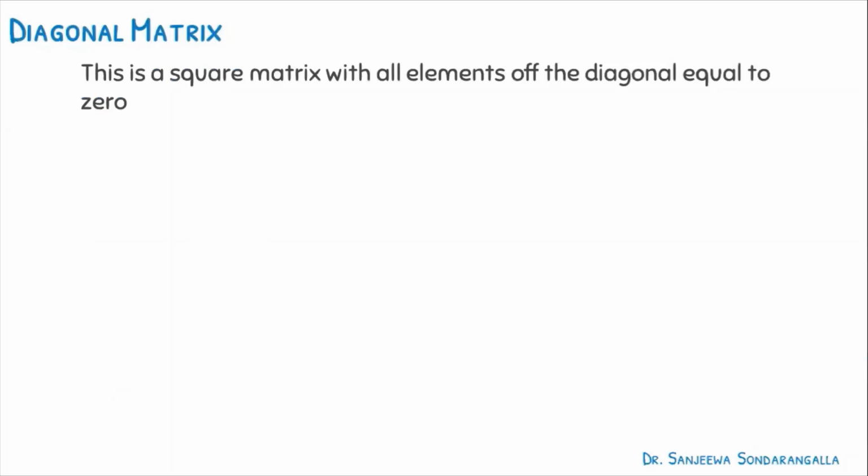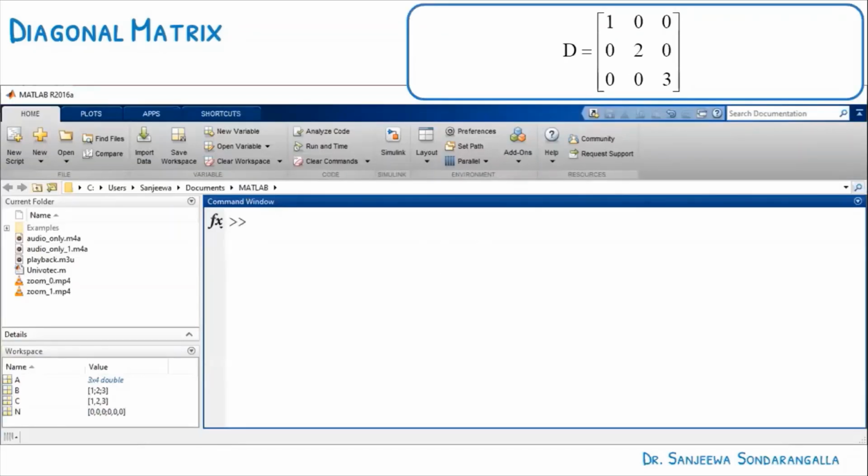Diagonal matrix. This is a square matrix with all elements off the diagonal equal to 0. Now, consider this diagonal matrix. In MATLAB, type D equal diag. Open the bracket, then open the square bracket. 1, space, 2, space, 3. Close the square bracket. Close the bracket, then enter. Now you can see the diagonal matrix with the given diagonal elements.